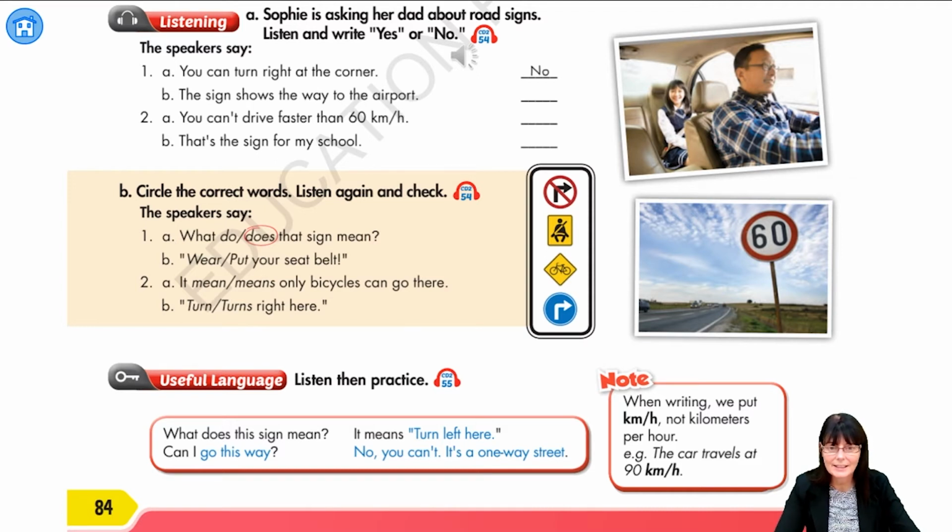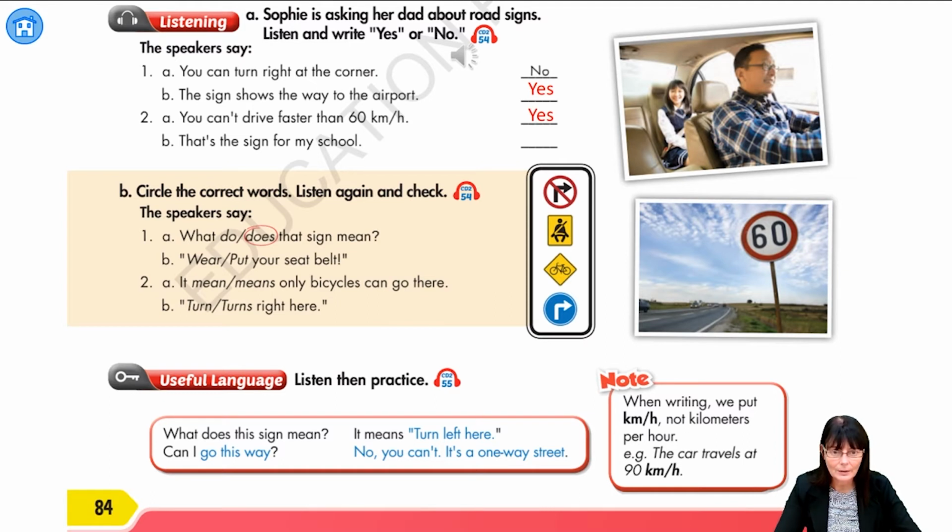If you need to listen again, feel free to do so. But for now, we'll just go through and check the answers between what Sophie and her dad had to say. You can turn right at the corner. No. 1B, the sign shows the way to the airport. Yes, that was true. And 2A, you can't drive faster than 60 kilometers per hour.